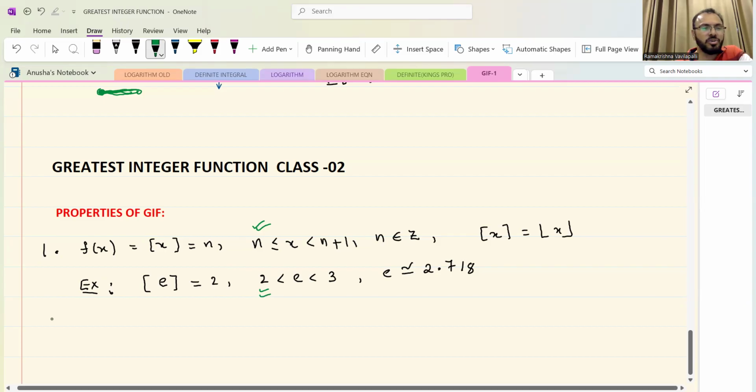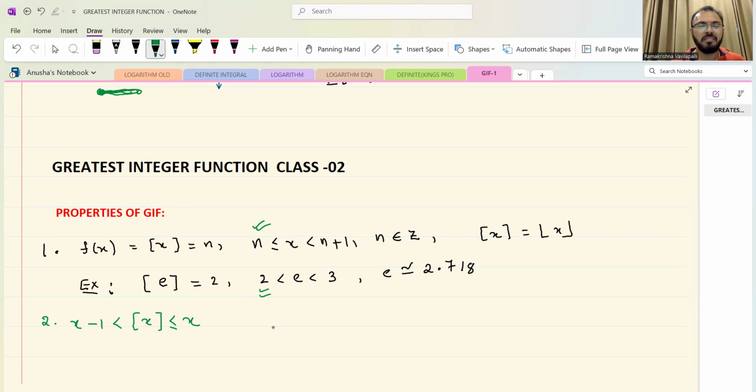All right, so I can now write property number 2. The integral part of x is always less than or equal to x, but it is more than x minus 1. When will you get equality? That I'll write now.